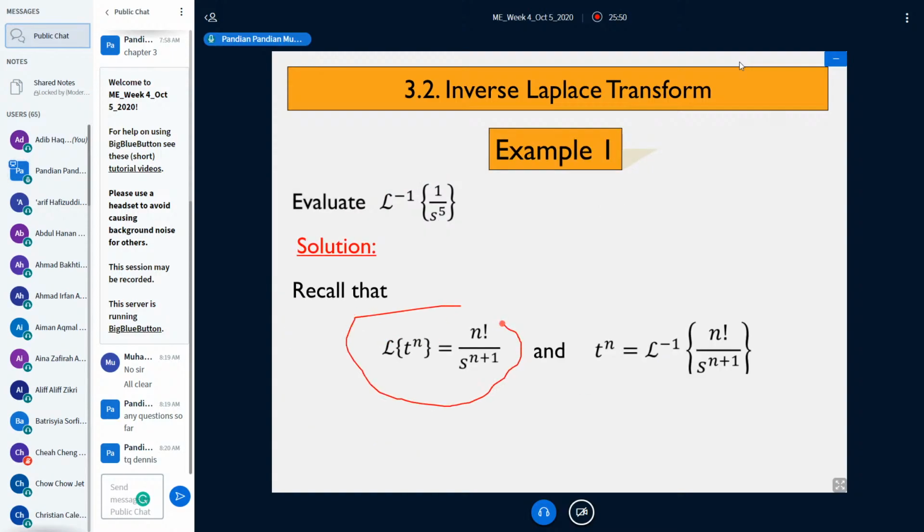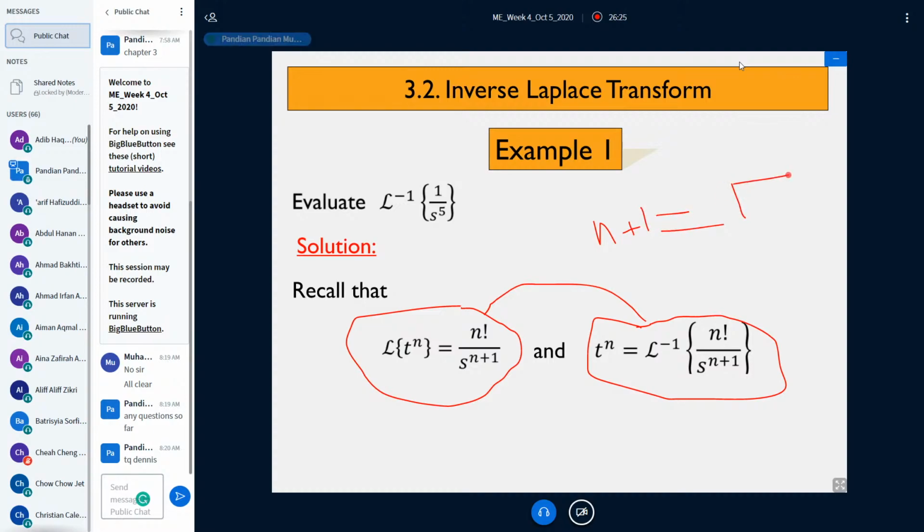So we use this formula. You must identify the formula from the table. Laplace of t^n is n factorial divided by s^(n+1). Therefore, inverse Laplace of n factorial divided by s^(n+1) is t power n. You see, both are interconnected. This formula was created from here. Now, this n plus 1 equals 5. You equate n plus 1 equals 5. Therefore, your n must be equal to 4. So you have already found n is 4.